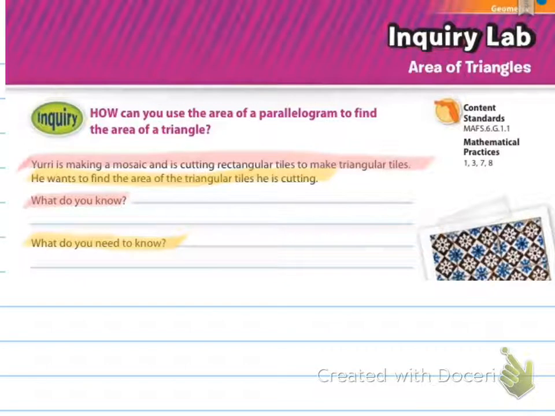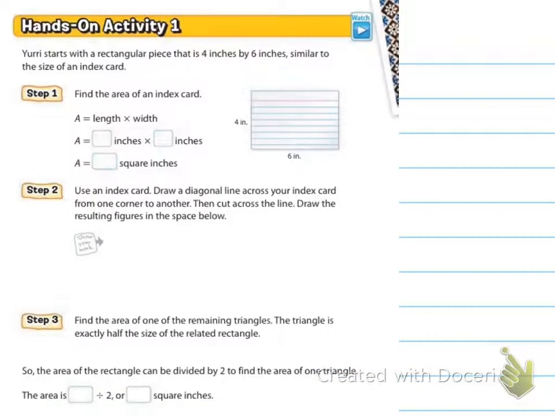All right, so the what do you know part is that Yuri is making a mosaic and is cutting rectangular tiles to make triangular tiles. And then what you need to know is he wants to find the area of the triangular tiles that he's cutting. So Yuri starts with a rectangular piece that is 4" by 6", similar to the size of an index card. So find the area of the index card.